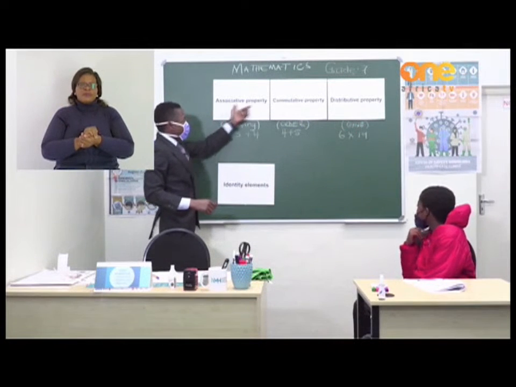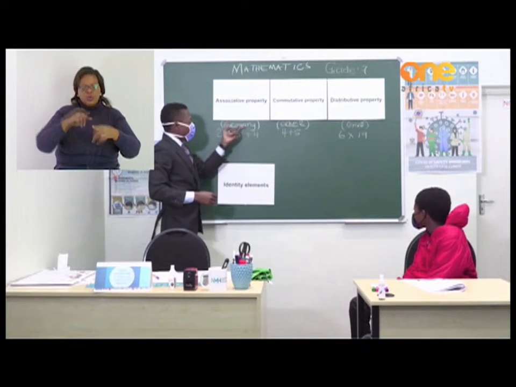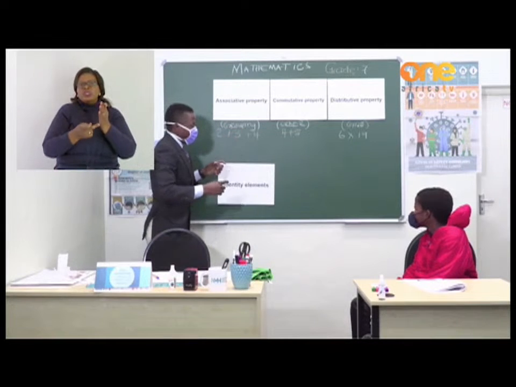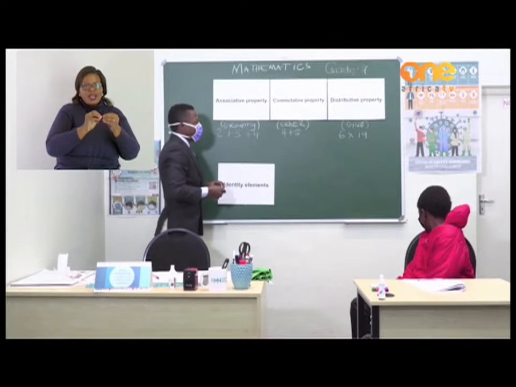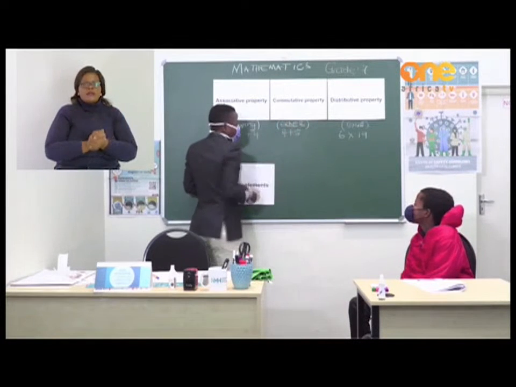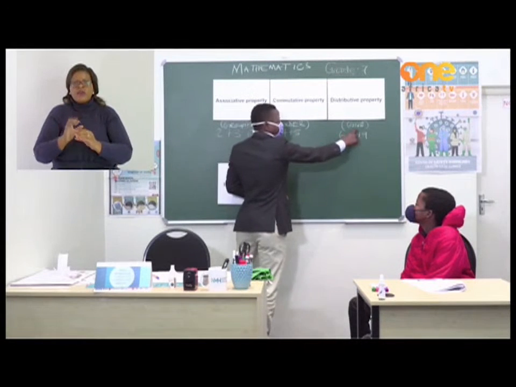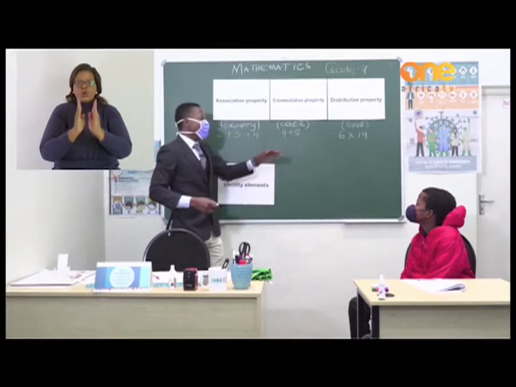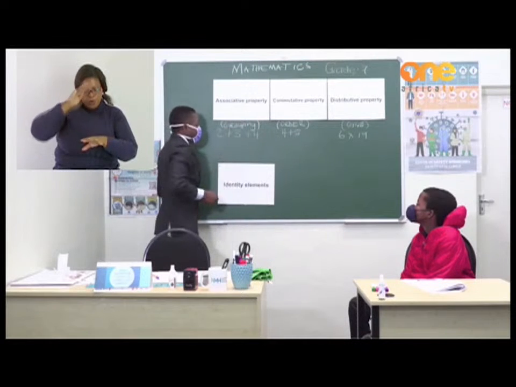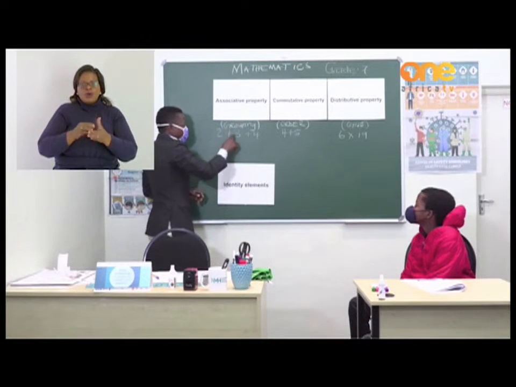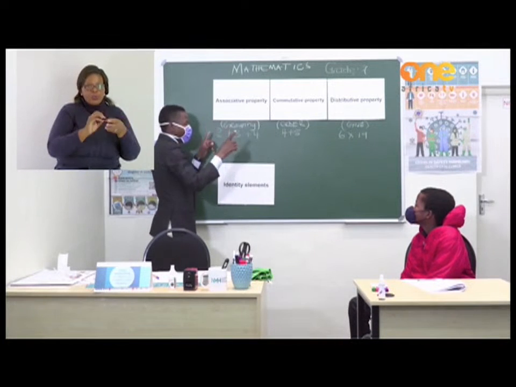When it comes to associative property, this is more on grouping. You are grouping certain numbers where to start. When it comes to commutative, we are doing the order. And here at distributive property, you are giving. So let us start with associative property. Associative property, we need to group numbers where you need to start.